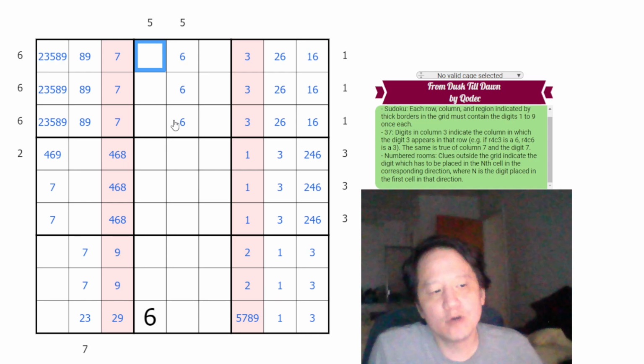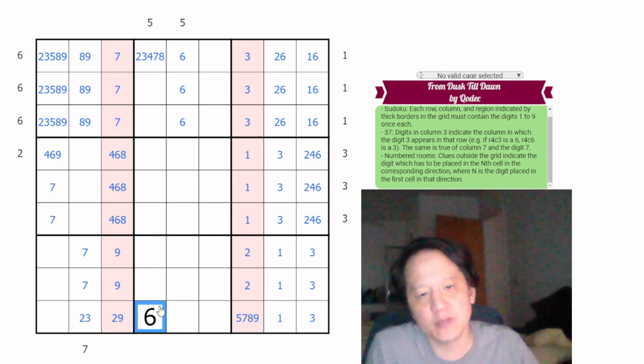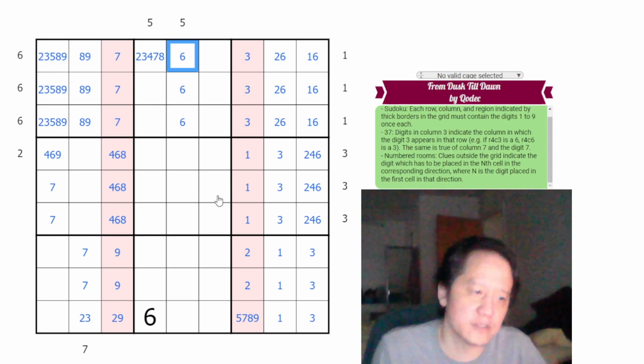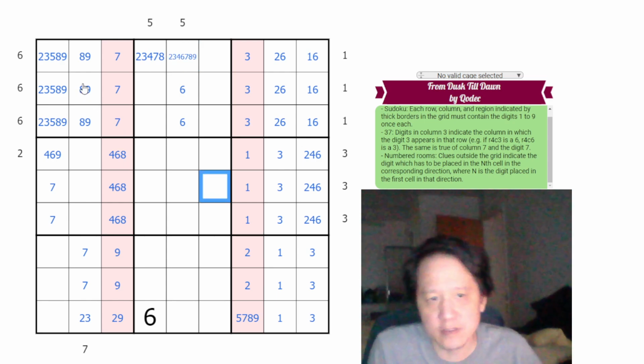This cannot be 1, obviously. Cannot be 5, obviously. Could be 2, 3, 4. Cannot be 6. Could be 7, 8. Can't be 9. That doesn't really tell us much. This is 2, 3, 4. Cannot be 5. Could be 6, 7, 8, 9. Yeah, that doesn't tell us much either.